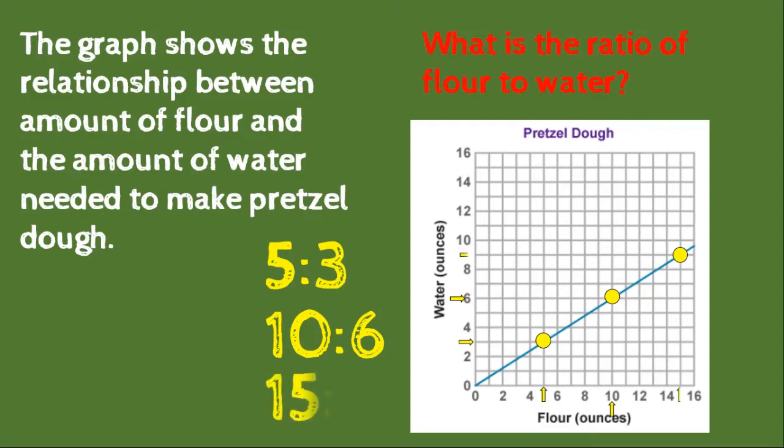Finally, we can figure out that the last one between 14 and 16 in the flour ounces section is 15, and we move up 9 units, and that's the water ounces. So 5 to 3, 10 to 6, and 15 to 9 are equivalent ratios, and they're all part of the ratios that are represented in this line graph.